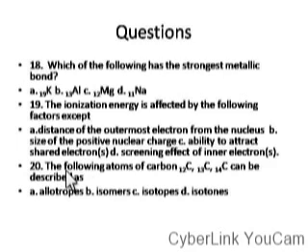Question 20. The atoms carbon 12, carbon 13, and carbon 14 can be described as. When you have atoms that have different mass numbers like this, then we call them isotopes. All of them are carbon, but different. So they are isotopes, not allotropes, not isomers. The correct answer there is option C.